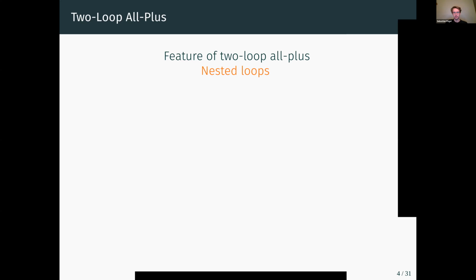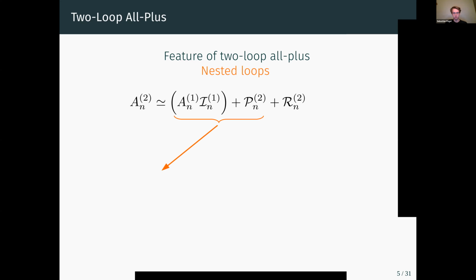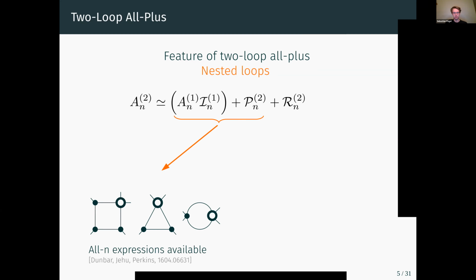The feature that is very striking about the all-plus amplitude is that one can gain a lot of ground with a nested loop approach. What I mean by that is taking, for example, the decomposition of the previous slide for these two pieces here: the divergent piece and the polylogarithmic finite piece. It is well known for a while that these can be computed just through a one-loop computation, where one of the vertices is a one-loop amplitude, specifically the all-plus one-loop amplitude. And so this allowed the derivation of all-n expressions for these specific contributions.